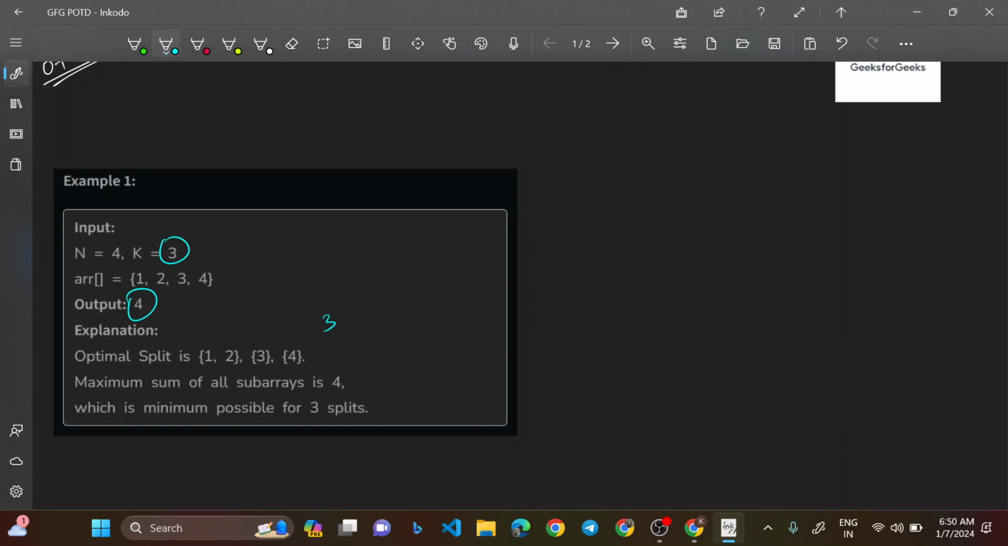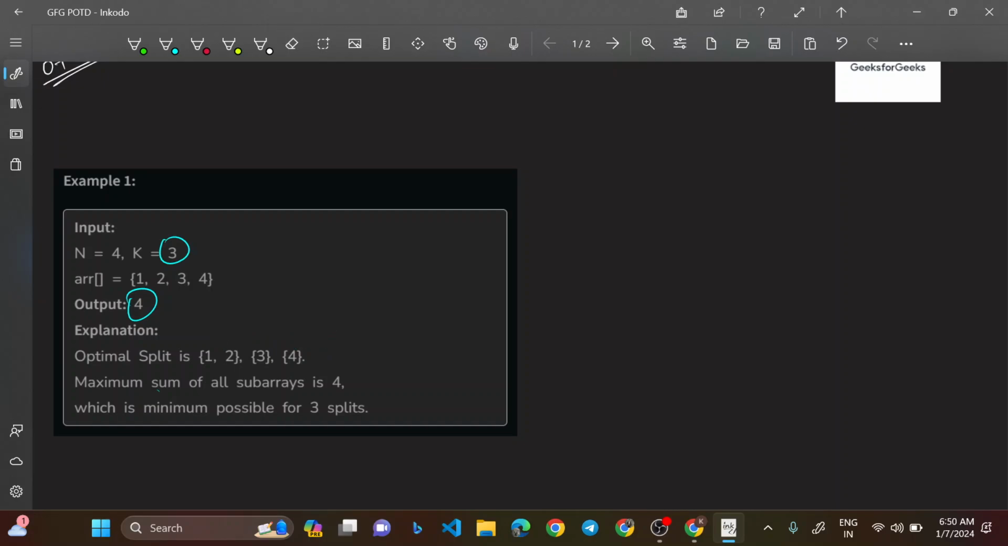Now you need to form the subarrays in such a way that the maximum sum of all subarrays is 4. Here the sum is 3, here the sum is 3, here the sum is 4, and that is the minimum possible for 3 splits. So in this case you have got the maximum sum to be 4.